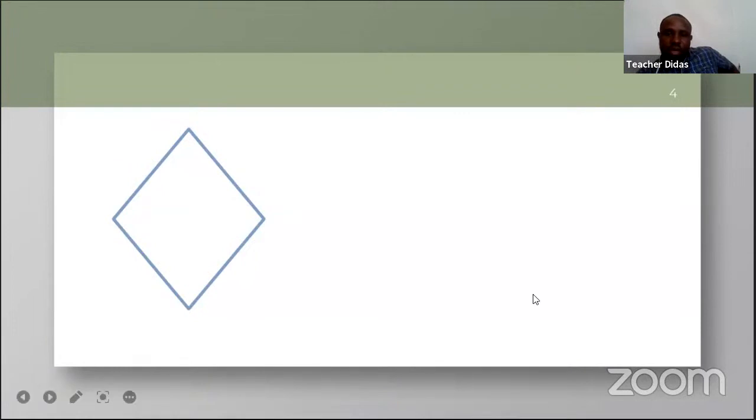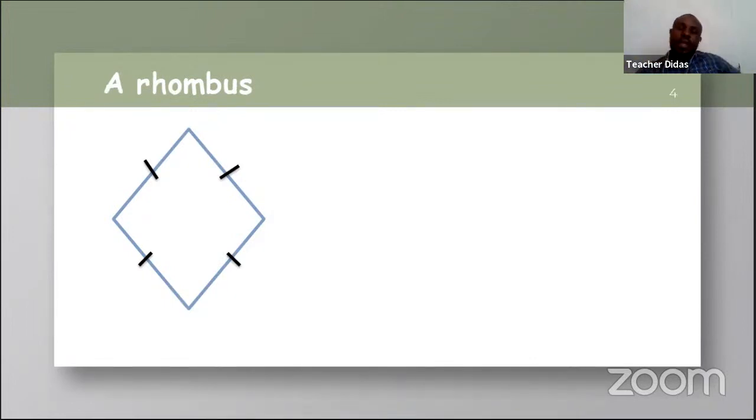Okay, now when you go on learners, let me add something else. This figure is called the rhombus. I think the word is new to us, but we have to learn it. It's called a rhombus. Can you read it together? Yes, it's called the rhombus. The figure is called a rhombus. And that rhombus is the one that all of us are seeing.